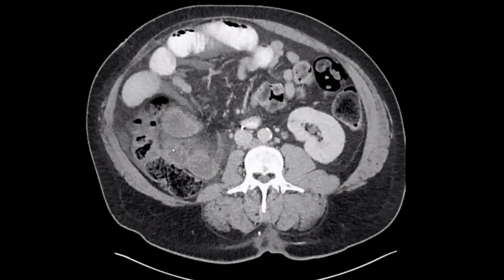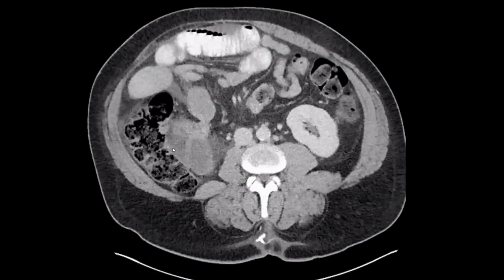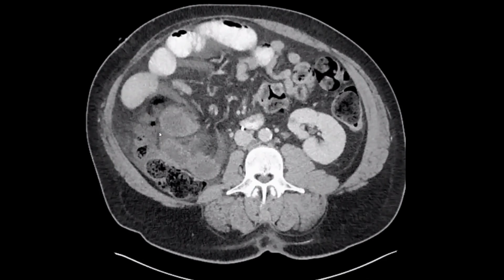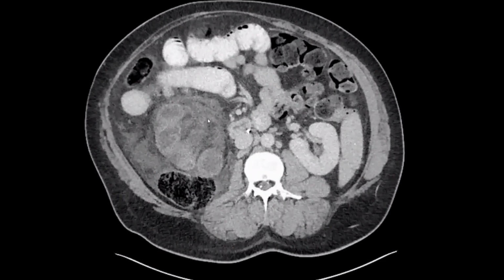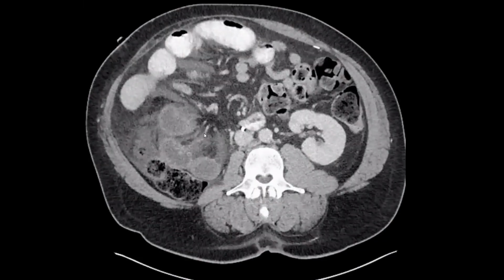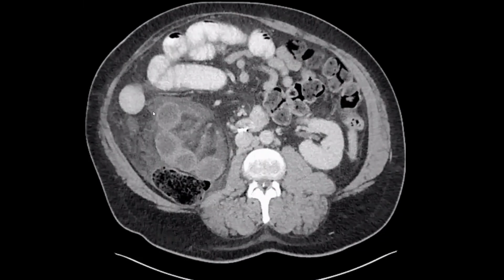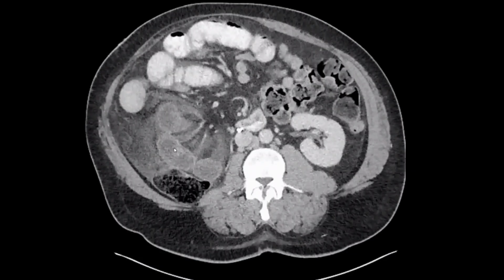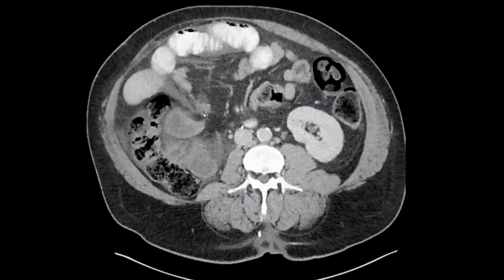We have here a closed loop obstruction, and I saw it many times. So you should know what a closed loop obstruction is. Closed loop obstruction means that there are two transition points. Yeah, you are right. We have two transition points. We have here a dilated bowel segment in a C-shaped configuration, pointed at one point here.